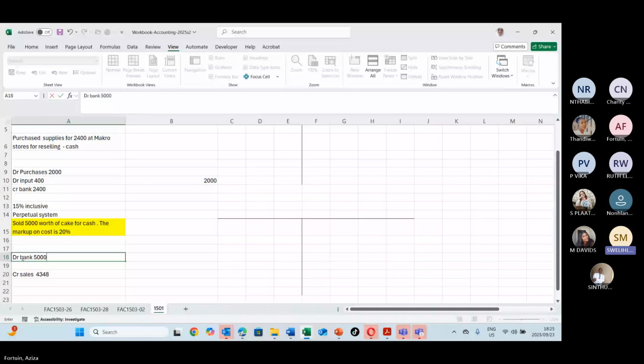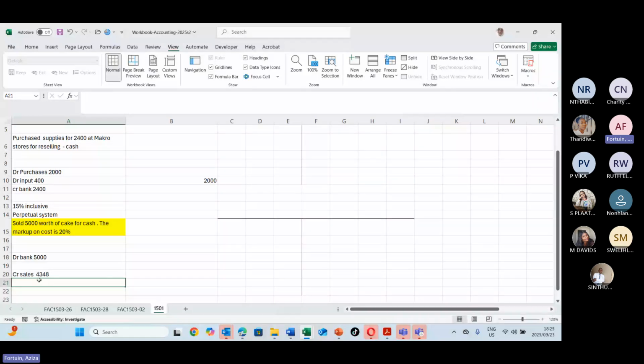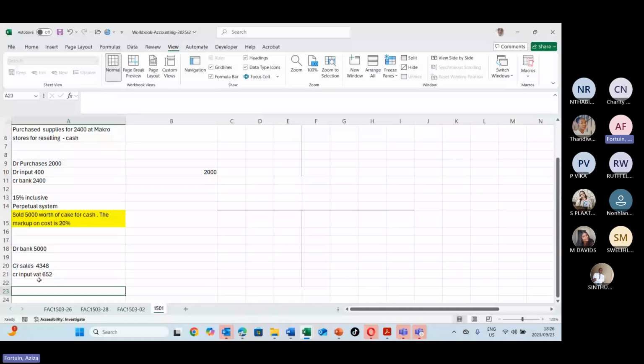And then our VAT, you also need a VAT account here. Our VAT is 652 rand. Is that output or input? It's an input. How much did you say? 652 rand 17 cents. And then you're done.